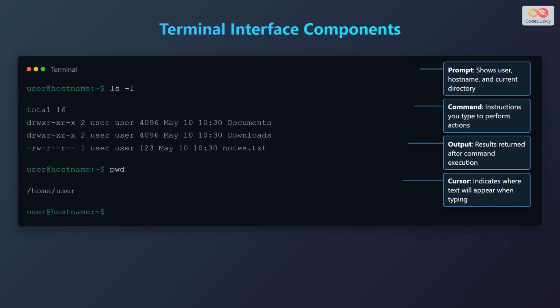Let's familiarize ourselves with the key components of the terminal interface. The prompt shows your username, hostname, and current directory. The command is where you type instructions to perform actions. The output displays the results returned after the command is executed. The cursor indicates where the text will appear as you type.